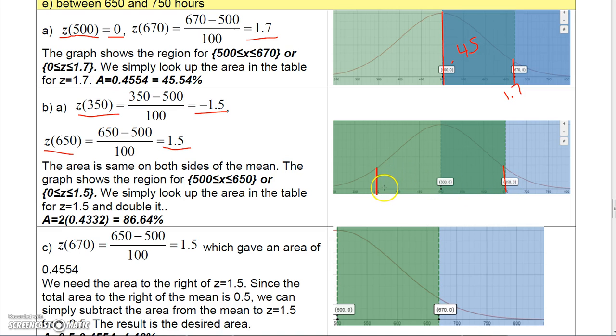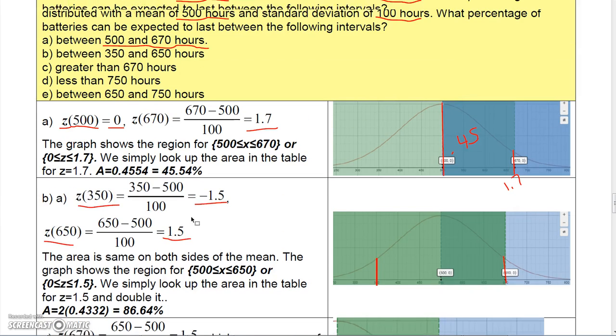That's due to symmetry, because negative 1.5 has the same area between it and the mean as positive 1.5 has between it and the mean. So I look up positive 1.5, and I got 0.4332, but I want the area from negative 1.5 to positive 1.5, so I double that area, and I get 0.8664, or 86.64%.